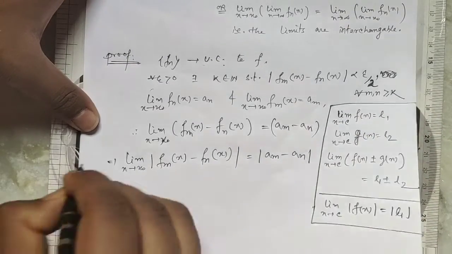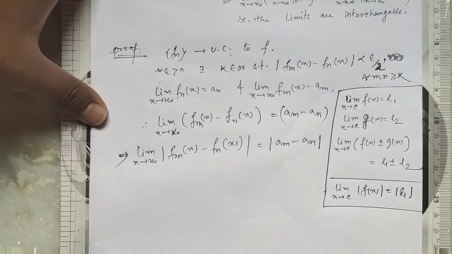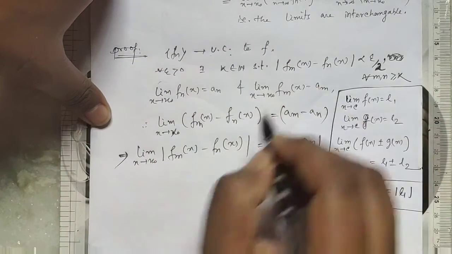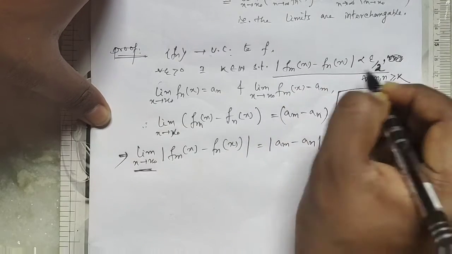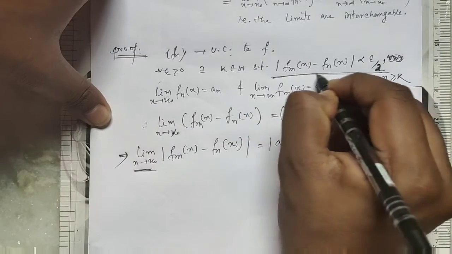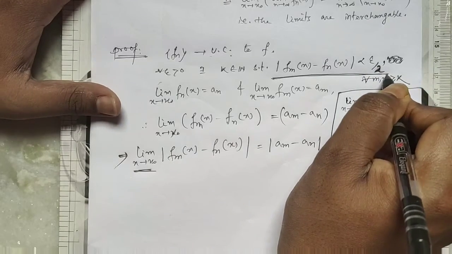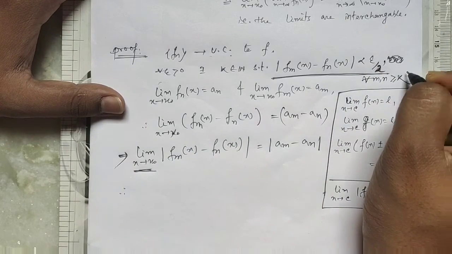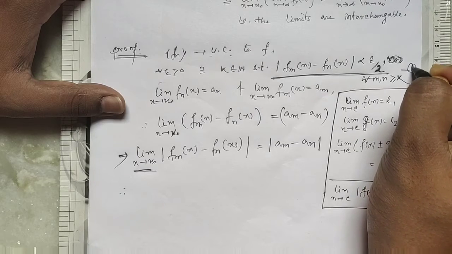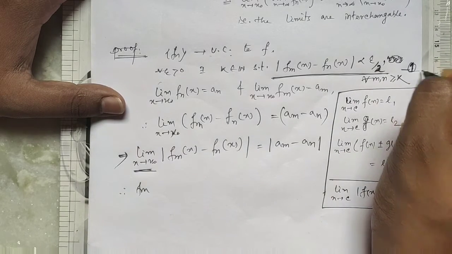So if we take the limit as x tends to x0 in both of these inequalities, therefore from this, we take this as number 1.